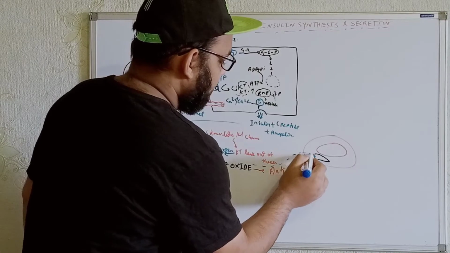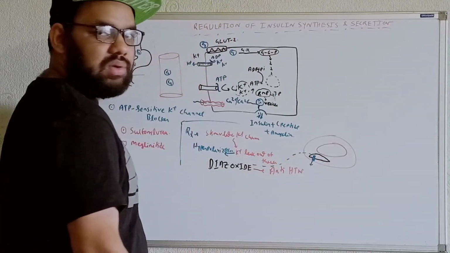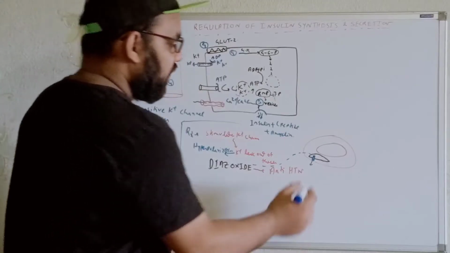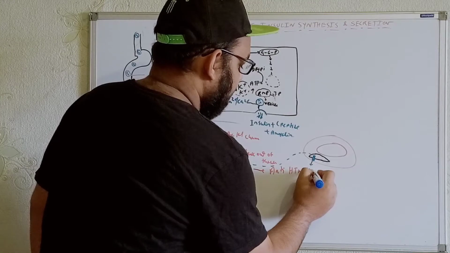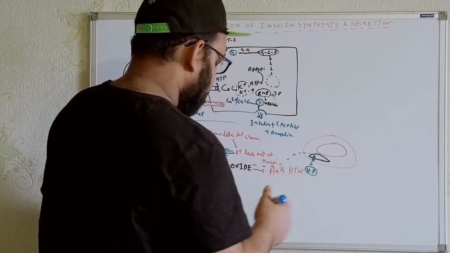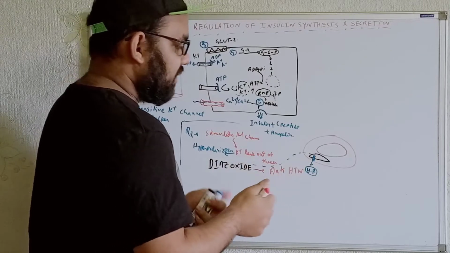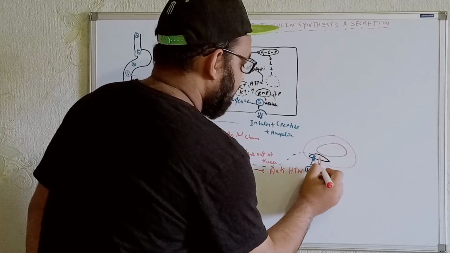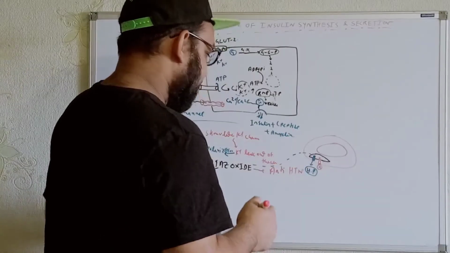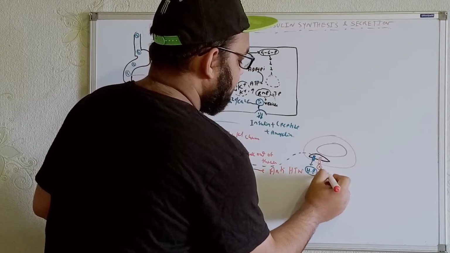So whenever the potassium leaks out, as a result, within the smooth muscle cells we will get hyperpolarization. So whenever we get hyperpolarization, the voltage sensitive calcium channel will not be activated. It will be blocked. So definitely we will not get the influx of calcium. The influx of calcium will be inhibited.